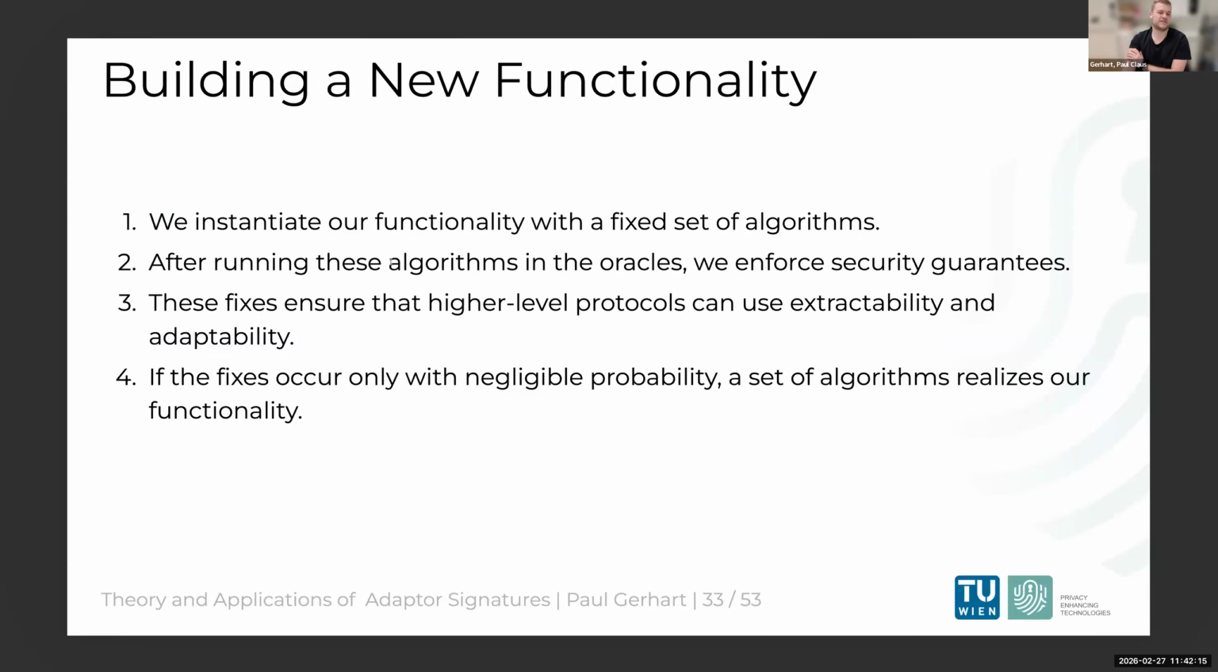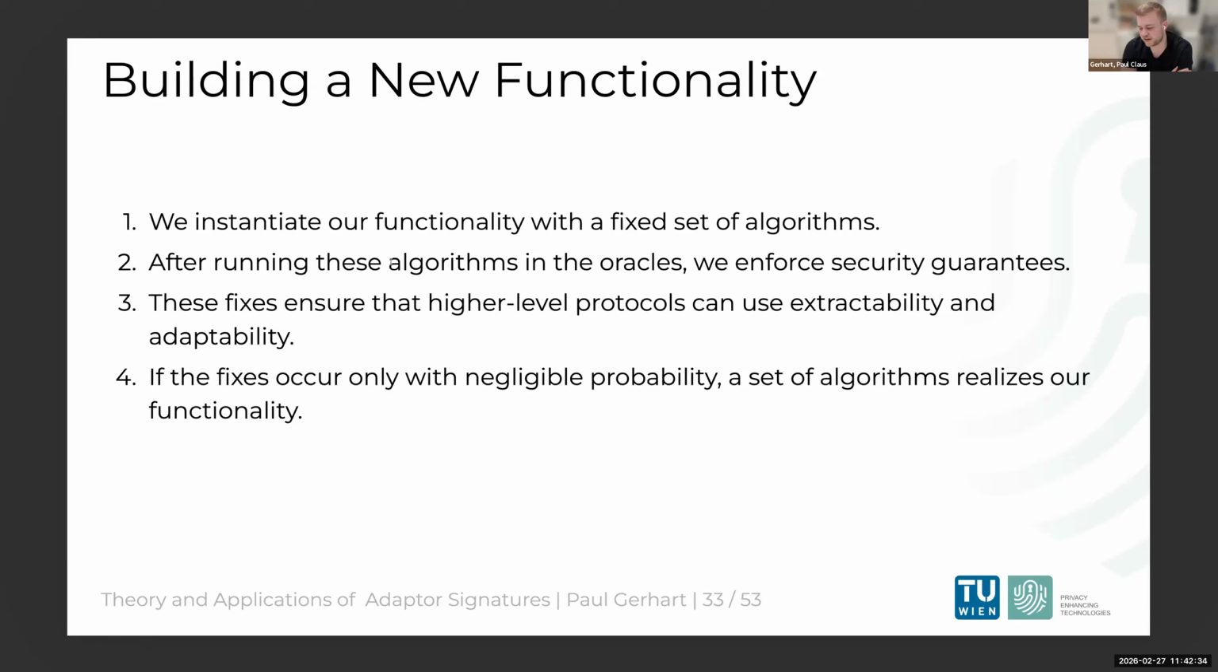So what we then did is we tried to build a new functionality. Or rather, we used a different design approach, and instead of asking the adversary to provide us signatures and pre-signatures, we instantiate our functionality with local algorithms. This solves the first problem that local algorithms cannot be formalized.